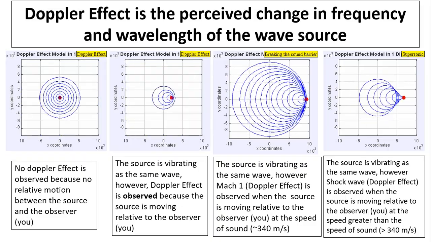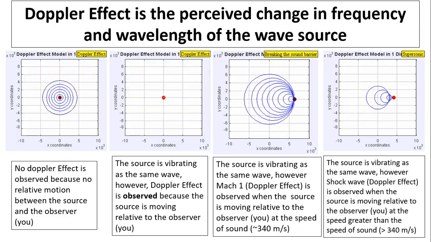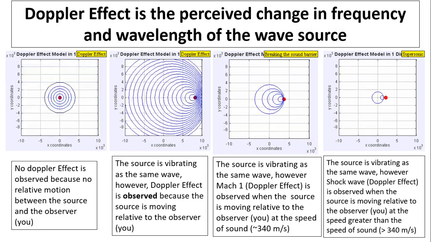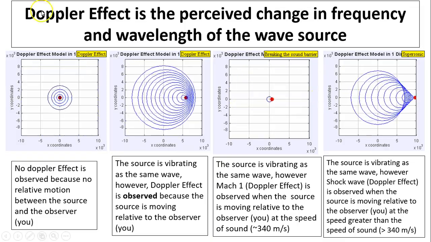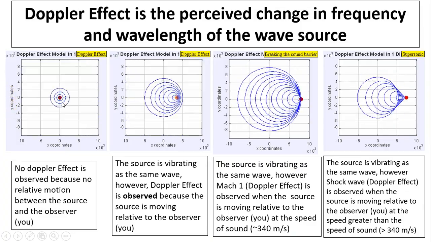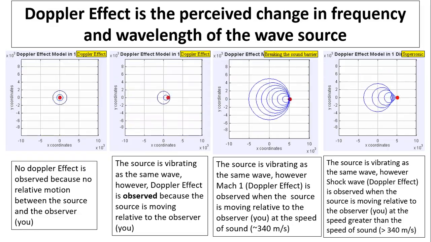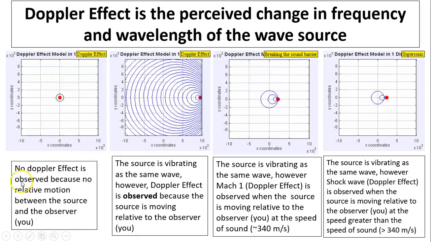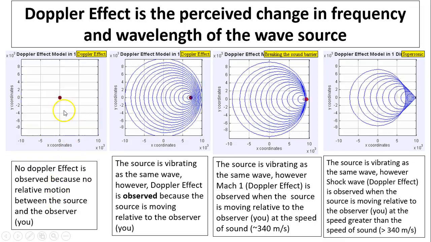Doppler effect is the perceived change in frequency and wavelength of the wave. What does that mean? Perceived means what you observe, but not what is actually happening. Let's take this original sound. This sound has a certain frequency. Say the frequency is, I don't know, 1000 hertz. This is when you are at rest and the source is at rest. So no Doppler effect is observed because there is no relative motion.